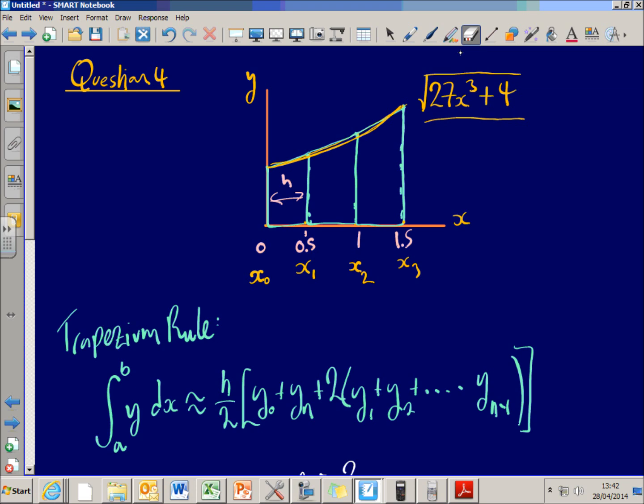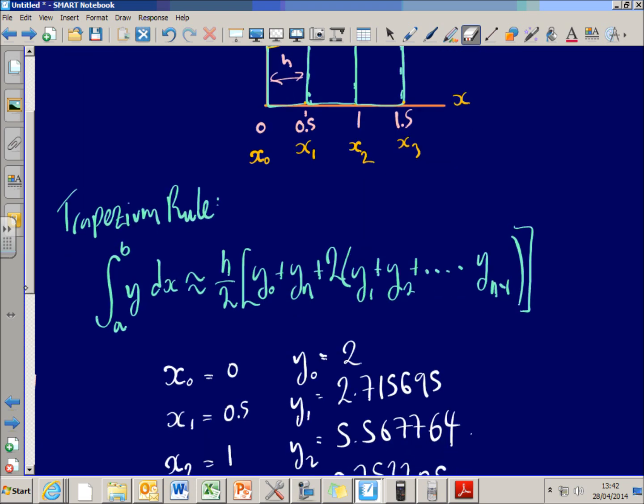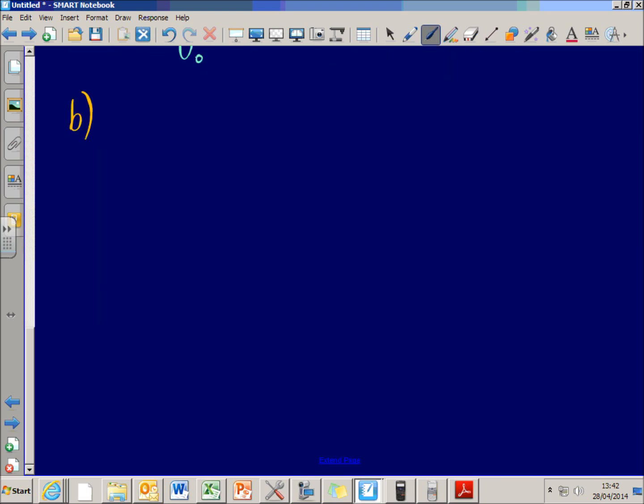Now the next question, there's part B for this. It says we start with this curve y equals root of 27 x cubed plus 4, and it says it's stretched parallel to the x-axis, so it's stretched in the x direction, scale factor 3. What's the new equation? Any guesses? Does anybody think they know?